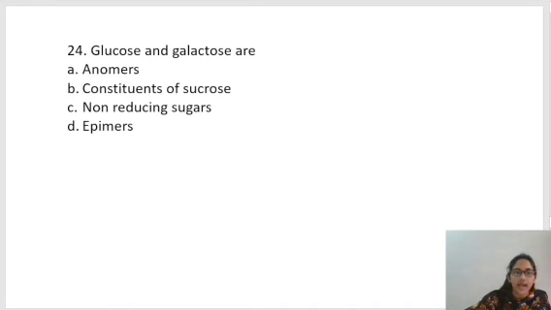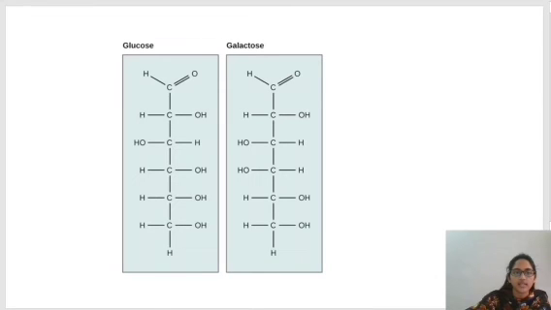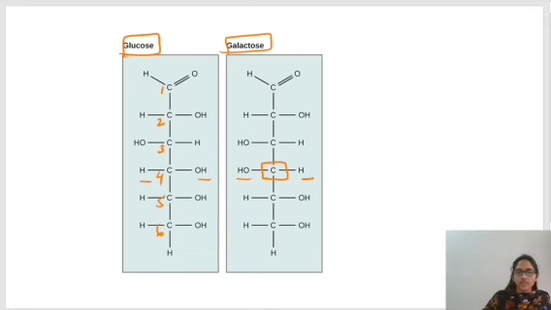So glucose and galactose, consider this. This is the formula for glucose and galactose. So how do you number? You number them from top 1, 2, 3, 4, 5 and 6. There are 6 carbons, right? So here if you see, along the 4th carbon the orientation is different. In other carbons it is the same.